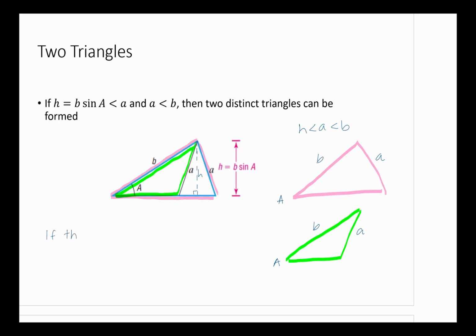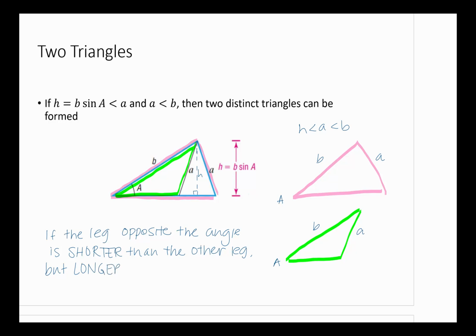So if the leg opposite the angle is shorter than the other leg, but longer than the height, 2 triangles are possible.